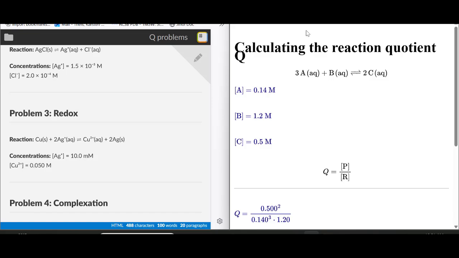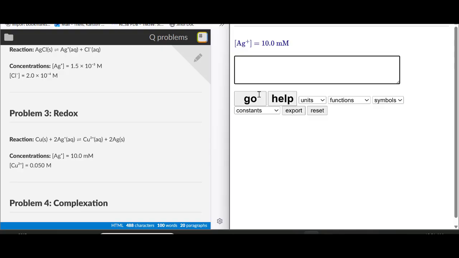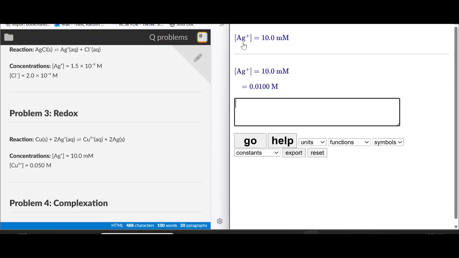Let's see if I can get a new page here. So if a concentration of silver plus is equal to 10 millimolar, then you can say, oh, I want this in molar. And then it says, yeah, that's 0.0100 molar. Or if you, yeah, that's fine. You can keep it like that.